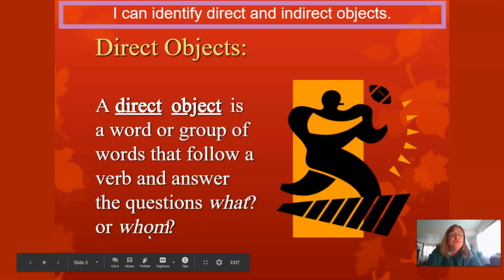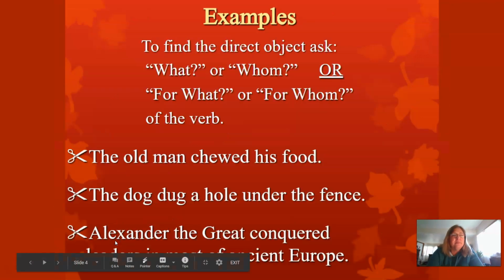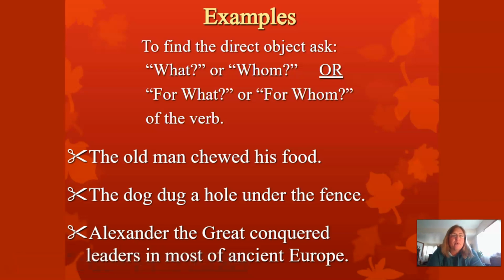So, the direct object is the word, or in some cases, group of words that follow a verb and answer the question, what did the verb do, or who? Okay, so please note, follows the verb. It comes after the verb. So that's the first thing that you have to put in your head, never before the verb of the sentence. So let's take a look at these examples. We're answering the question, what happened, or who, for what, for whom.